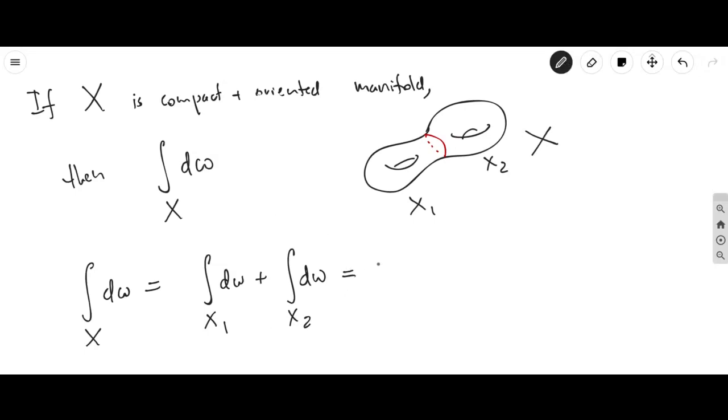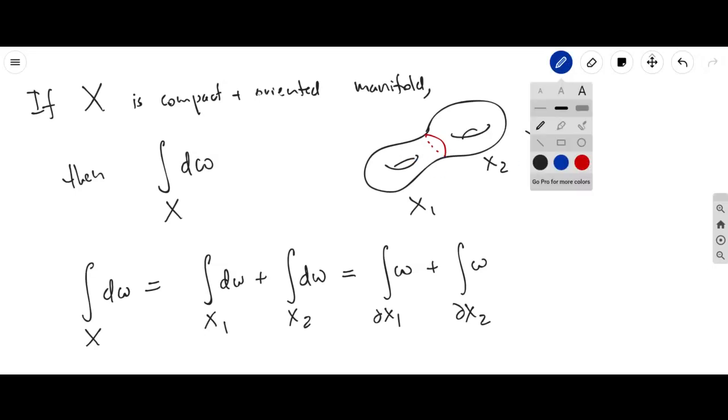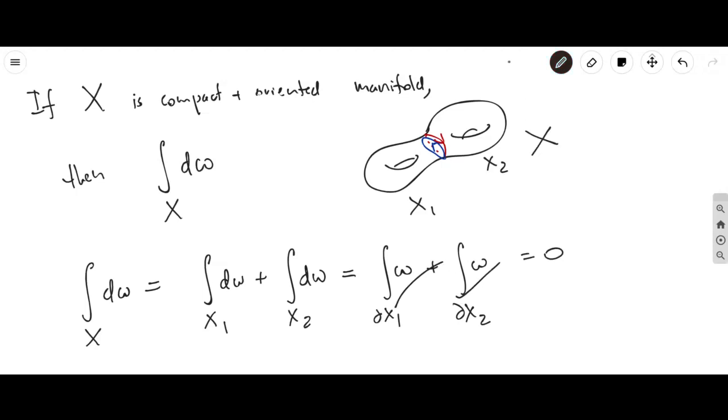And then by Stokes' theorem, this would be the integral of omega over the boundary of x1 plus the integral of omega over the boundary of x2. But the boundary of x1 will be oriented, let's say, one way, and the boundary of x2 will actually be oriented the other way. And then these end up canceling out. So you're integrating over the same thing. Their boundaries are the same thing, but they cancel each other away, and you end up with 0. So that's just a nice thing to know, that if you have a compact oriented manifold and you integrate a differential of a form, you always end up getting 0.